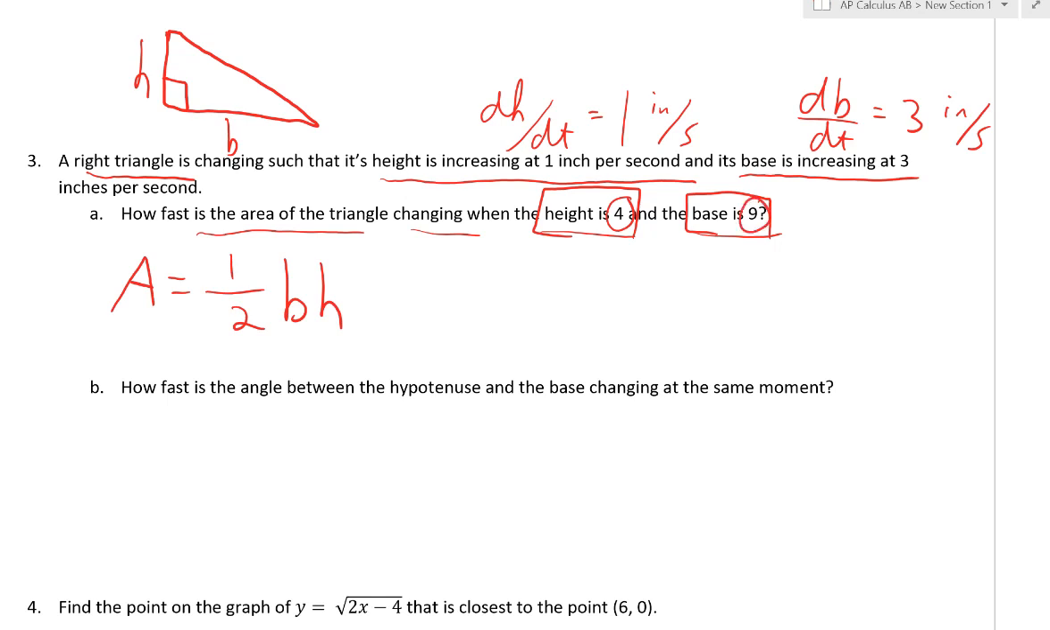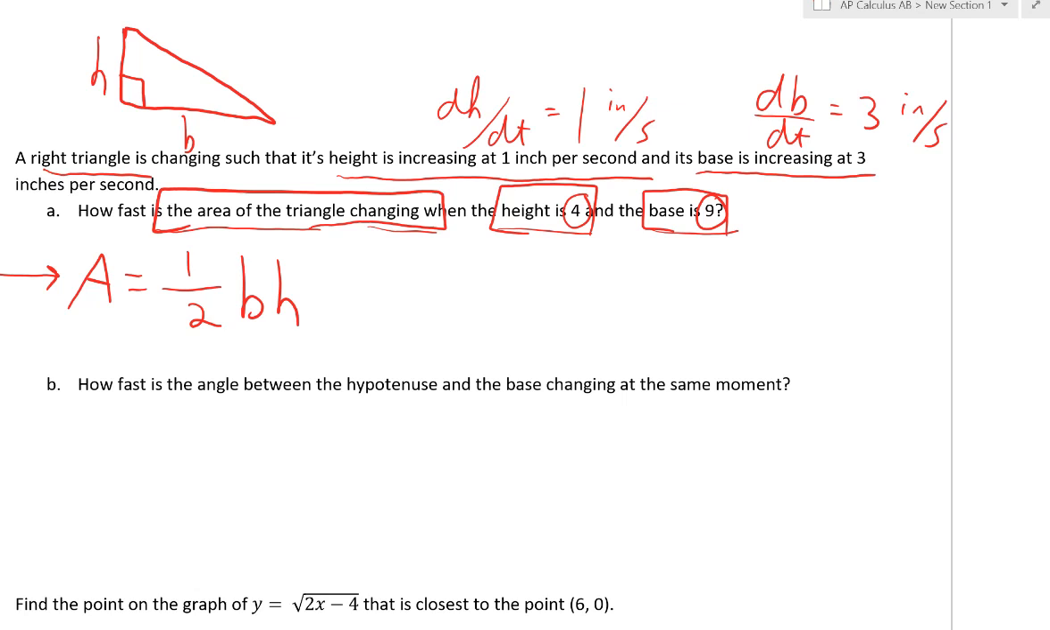But that's not what we're looking for. We're looking for how fast the area is changing, which means we need dA dt, which means we need to derive this equation so we get an equation that has dA dt in it. So if we derive that equation, I'm going to draw a little bar here to separate this. The left side just becomes dA over dt. But the right side has multiplication in there. And like we discussed with derivatives way back in the day, if you're going to derive something that has multiplication between two different changing values, two different functions, then you've got to use the product rule.